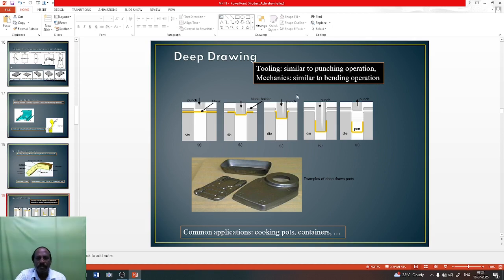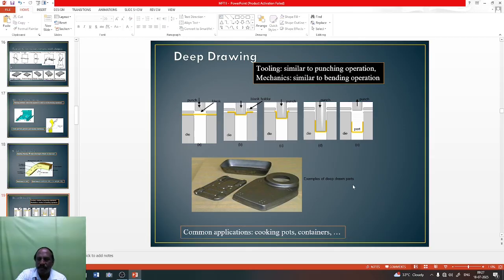Okay, this is known as deep drawing, similar to punching operations. Here we are keeping this blank, the punch is there, then we are pressing and getting this. This is the blank border, and it is punched, and the punch goes inside, and the part has been changed. So you will get this shape. This shape is very important. This is cooking pots, containers, etc.